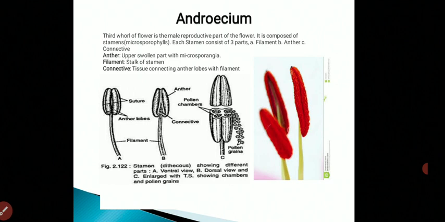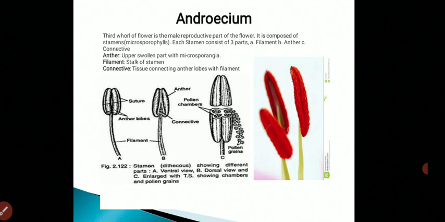Out of these four, two whorls, that is calyx and corolla, are accessory and outermost whorls, while the androecium and gynoecium are the essential whorls. Now let's discuss the first essential whorl, that is Androecium. It is made up of one or more stamens, or we can say microsporophylls. The stamens are the male reproductive organ of a flower and produce pollen grains or microspores.